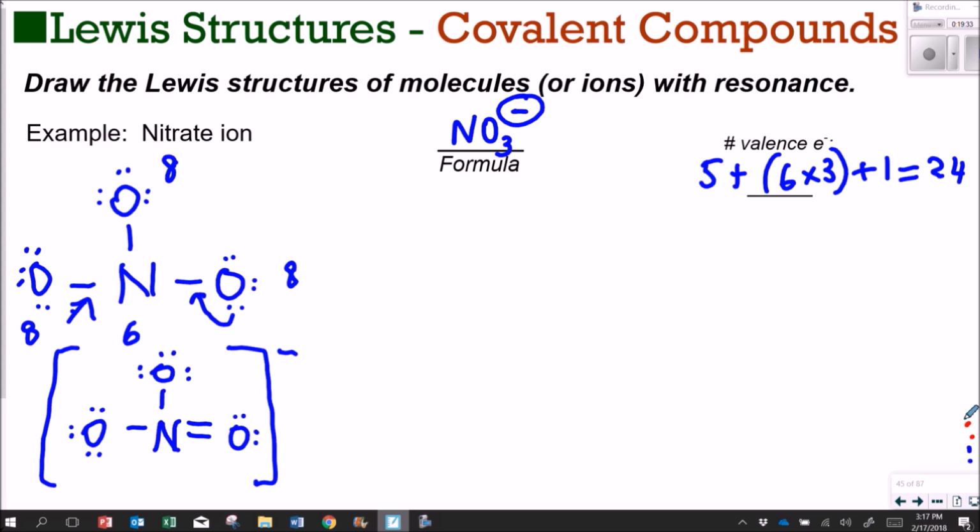Now, instead of having picked this area to form the double bond, we could have also formed the double bond over here or over here. So there are 3 structures that we can draw to represent the nitrate ion. So this is when we have to draw resonance structures. So we put an arrow pointing both ways and we redraw the nitrate ion, this time with the double bond over here.